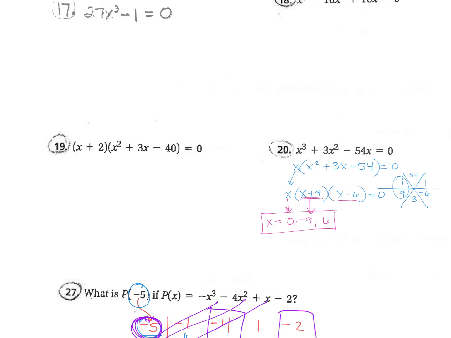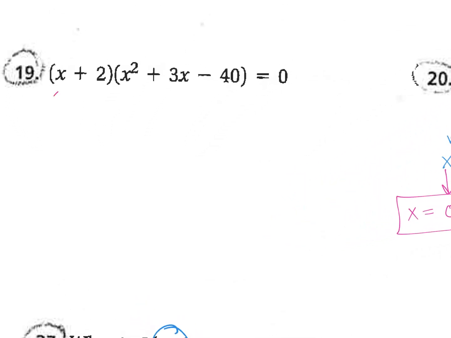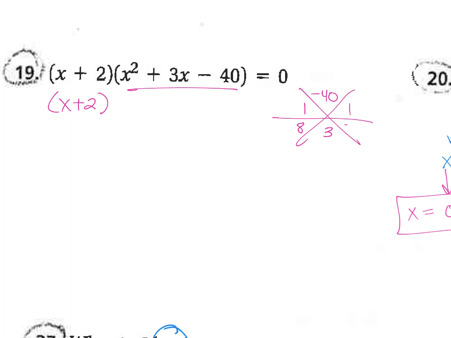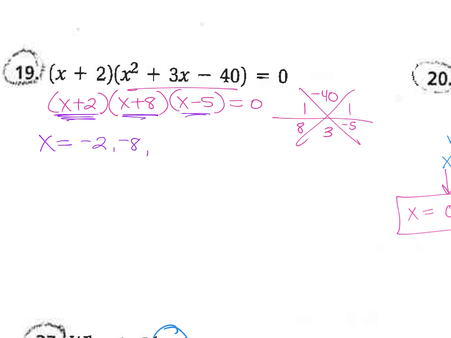Okay? Yeah, Chloe. Do 19 on that page? Yes. So 19, this one again, solve by factoring. So this one we're going to leave as is. This one we're going to do star method for. So what can you multiply to get a negative 40 that you can add to get 3, and your A term is 1? 8 and negative 5, right? So this is x plus 2, x plus 8, and x minus 5 set equal to 0. So when you solve it, what are your x values? For this one, negative 2. For this one, negative 8 and 5.